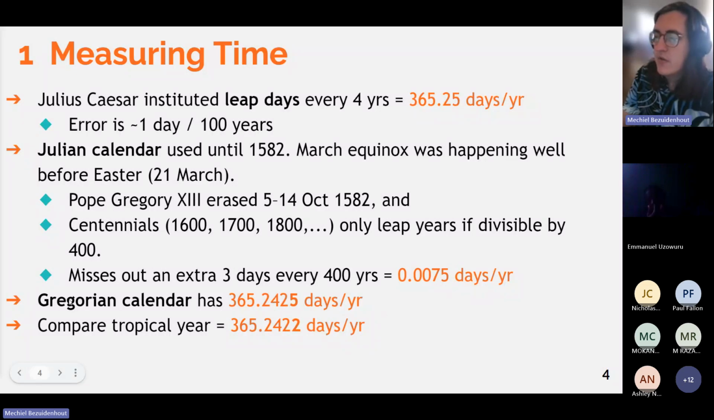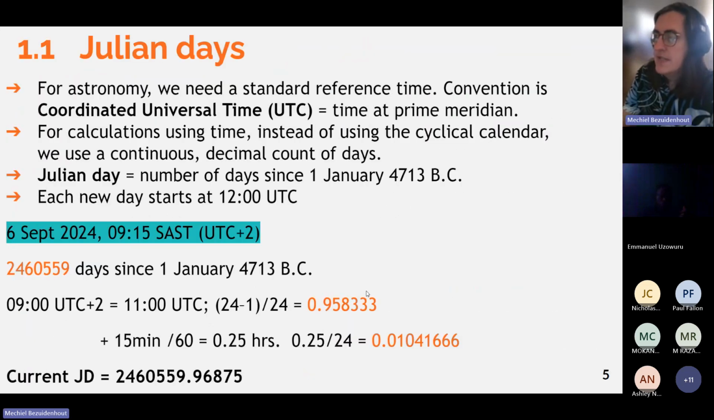This is called the Gregorian calendar that we use today, and it has 365.2425 days a year, which compared to the tropical year is an error of only 0.003 days a year, which is manageable. So that's the calendar that we use in everyday life.